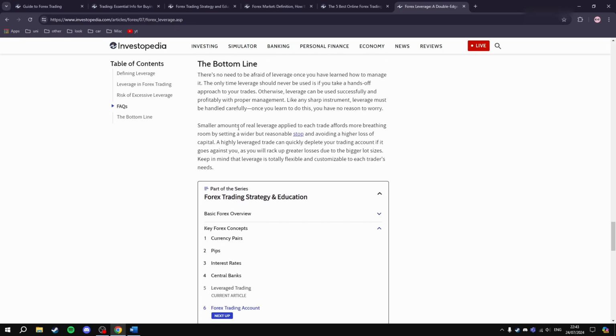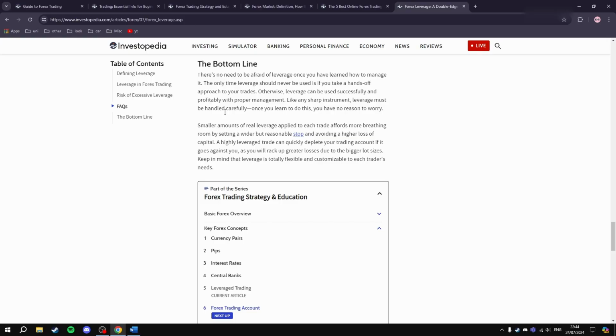Smaller amounts of real leverage applied to each trade afford more breathing room by setting a wider but reasonable stop and avoiding a higher loss of capital. A highly leveraged trade can quickly deplete your trading account if it goes against you, as you will rack up greater losses due to the bigger lot sizes. Keep in mind that leverage is totally flexible, customizable to each trader's needs.